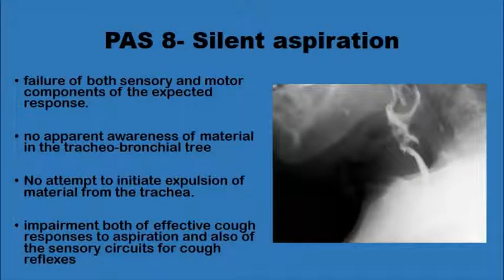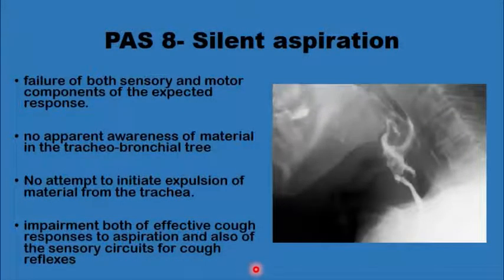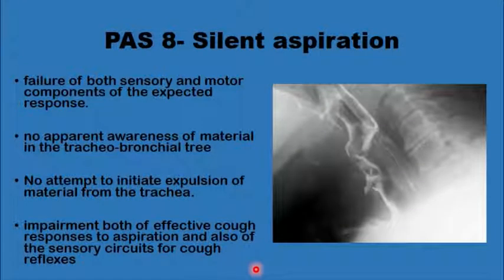You see the aspirate material going directly through the trachea into the airway with no attempts at coughing. Then we know that there is an impairment of both the sensory and the motor arcs of the cough reflex.